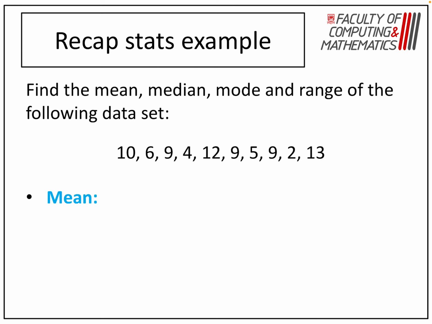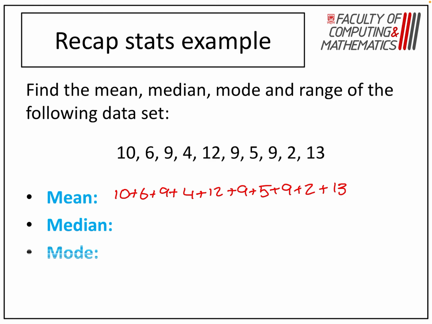So actually, to do this for the data set that we've got in front of us, what we're going to have to do is add all these numbers together to find the mean. So that is 10 plus 6 plus 9 plus 4 plus 12 plus 9 plus 5 plus 9 plus 2 plus 13. And what we need to do is divide by how many numbers there are. So there's 10 numbers altogether, so we're going to end up dividing by 10. If we add all of them together, it does give us 79. So it should be 79 divided by 10, which will give us 7.9. So that will be our mean value.